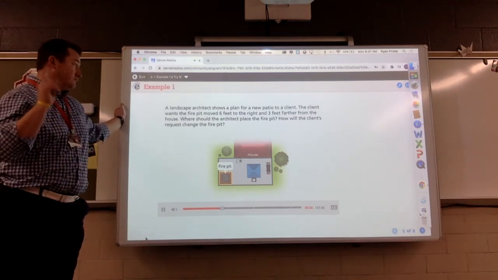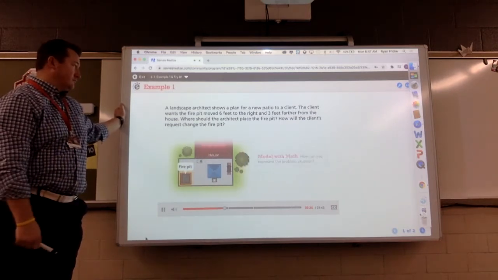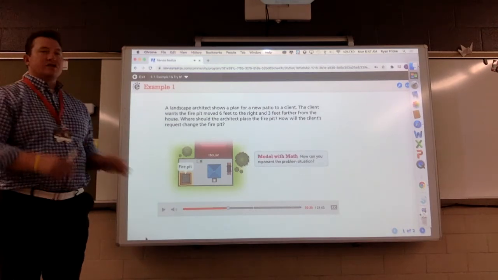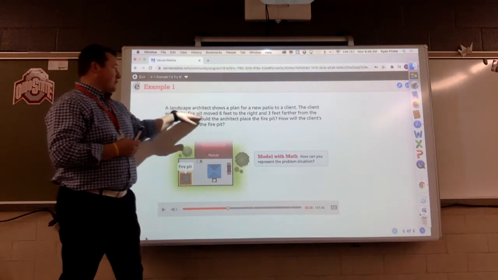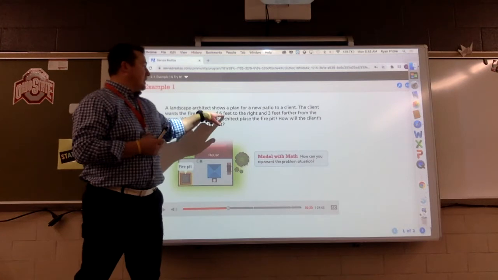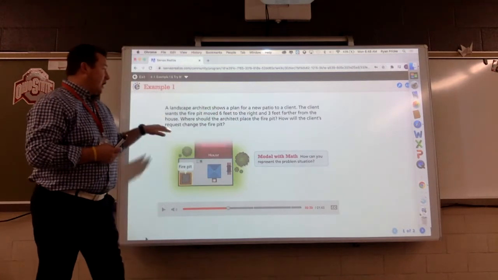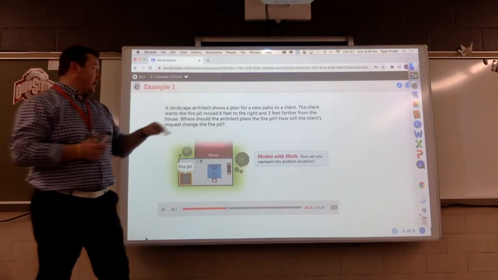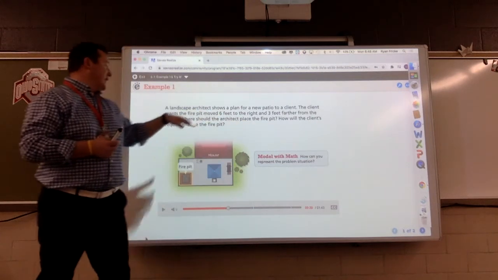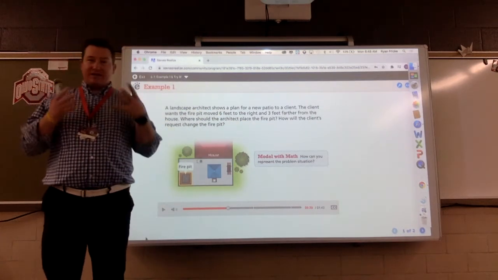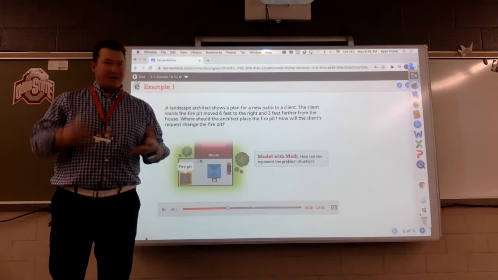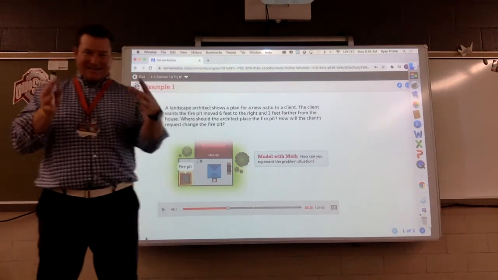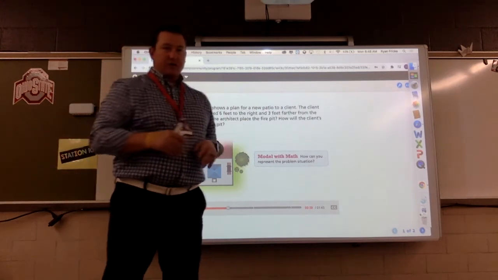To think about where to place the fire pit, first, how can you represent the problem situation? All right, so a little bit different here. We're talking about these things called translations, right? It says we're going to move this fire pit 6 feet right, 3 feet further from the house, like 3 feet away. Where should we place the fire pit? How will the request change the fire pit? Like, is the fire pit going to change its actual shape and size? Of course it's not, right? It's going to be the exact same thing. We're just going to move it over somewhere, okay?